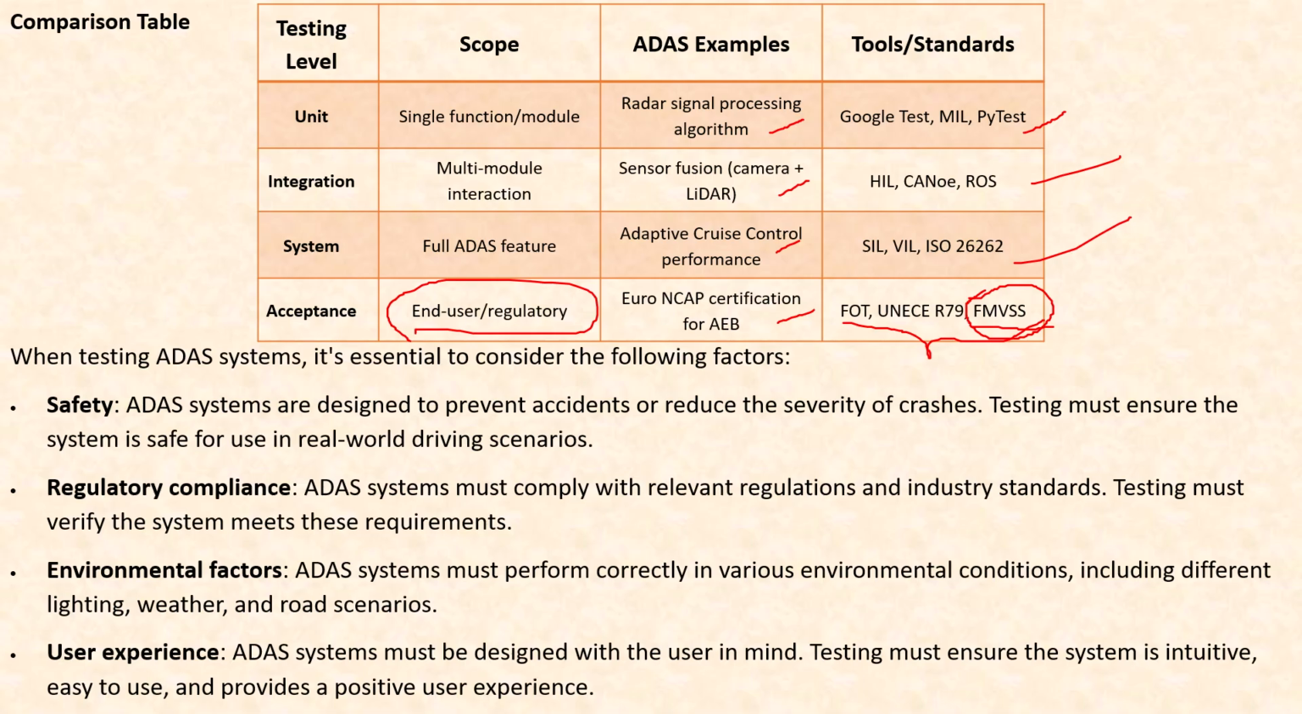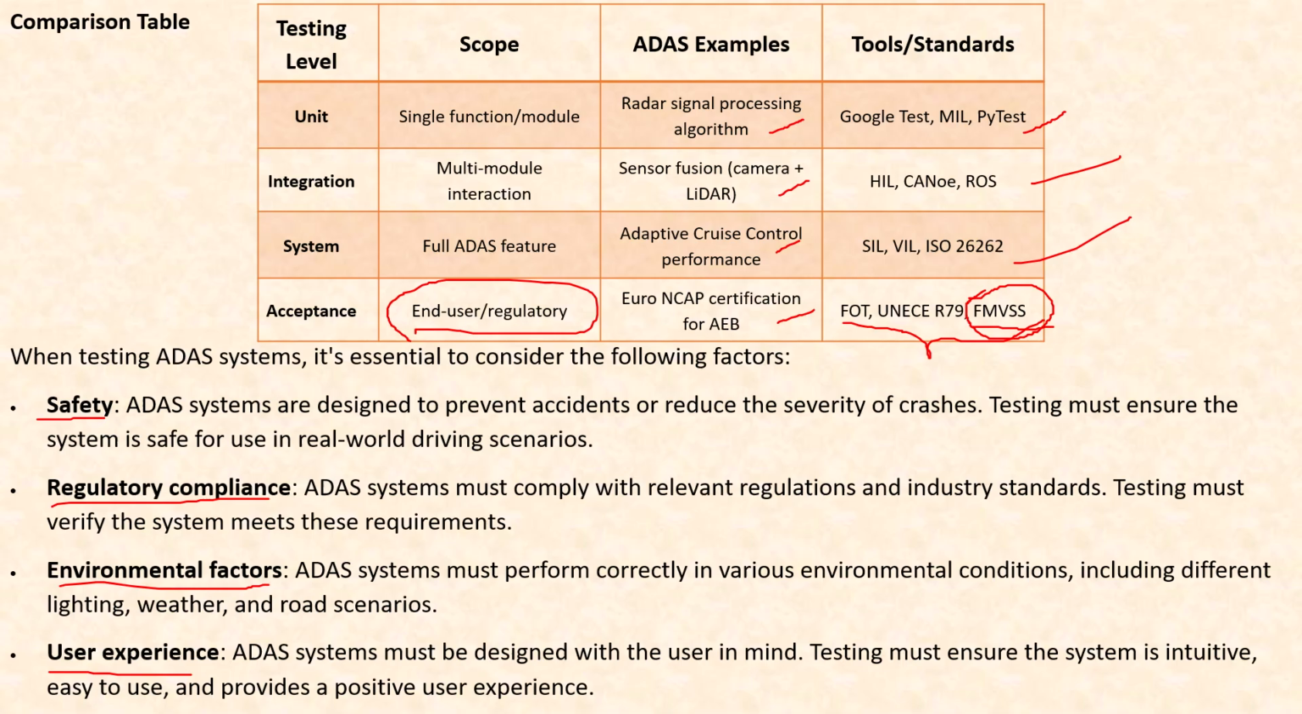And while testing the standard ADAS system, it is essential to consider the following factors. First is the safety. The very purpose of the ADAS is to make the vehicle safe. So you have to ensure that ADAS systems are designed to prevent accidents and to reduce the severity of crashes. And testing must ensure that the system is safe for use in real world driving scenarios. Next comes the regulatory compliance. Next comes the environment factors. Next comes the user experience.